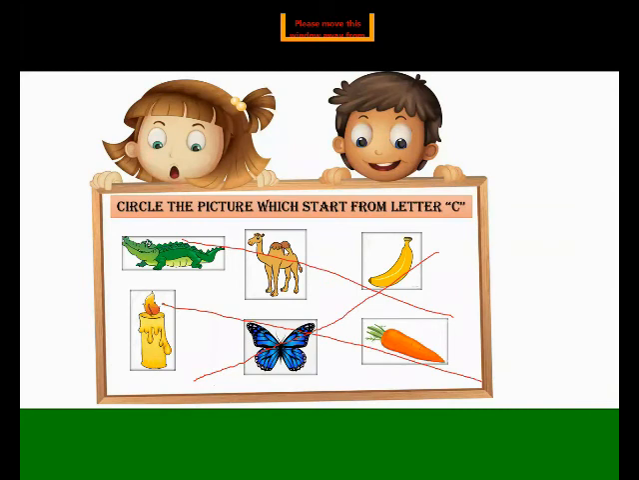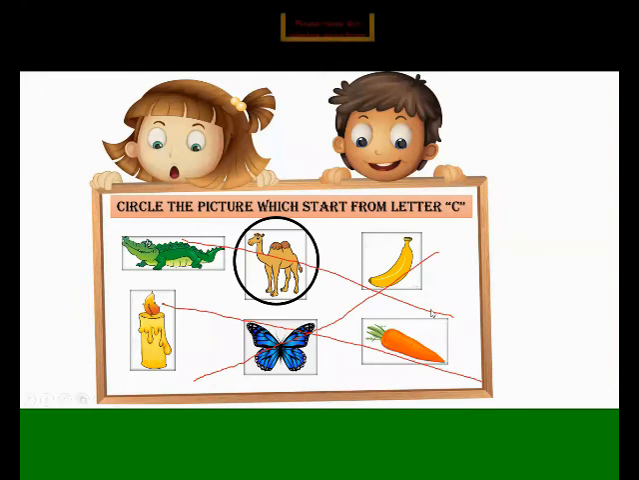Now, alligator comes from letter K? No. The next picture is camel. The sound of camel is K. So we will circle this picture. We will circle the picture of camel.